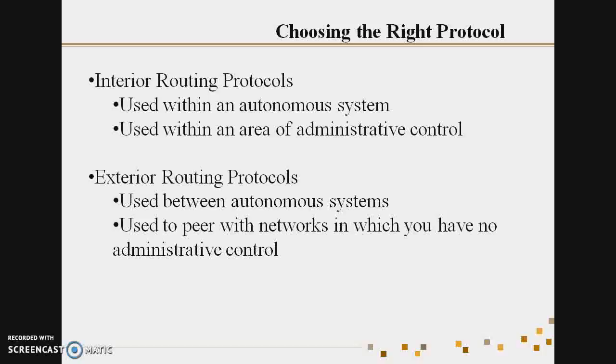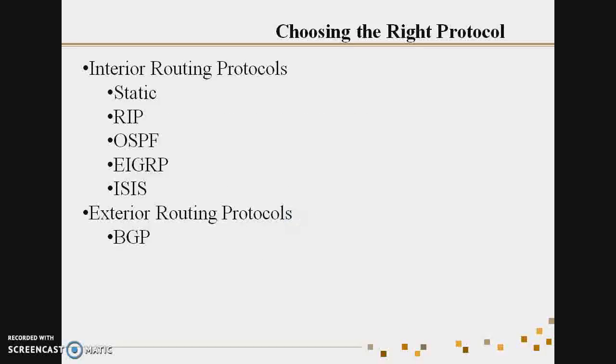So when you choose interior routing and exterior routing protocols, these are some of the protocols which you've already seen in the previous slides: static, RIP, OSPF, EIGRP, IS-IS, and for exterior routing, BGP. BGP is Border Gateway Protocol.